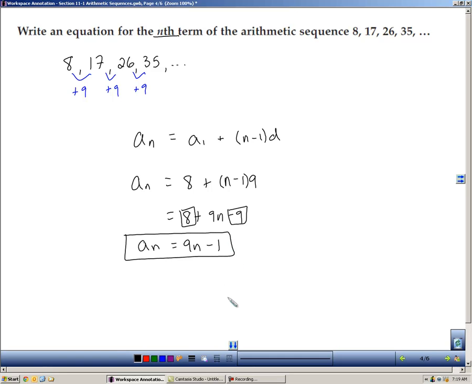This equation acts like a function. If I plug a 1 in for n, this tells me what my first term of my sequence is. If I plug a 2 in for n, this tells me what my second term of my sequence is. And if I plug 100 in for n, this tells me what the 100th term of the sequence is. So this is the equation for the nth term.